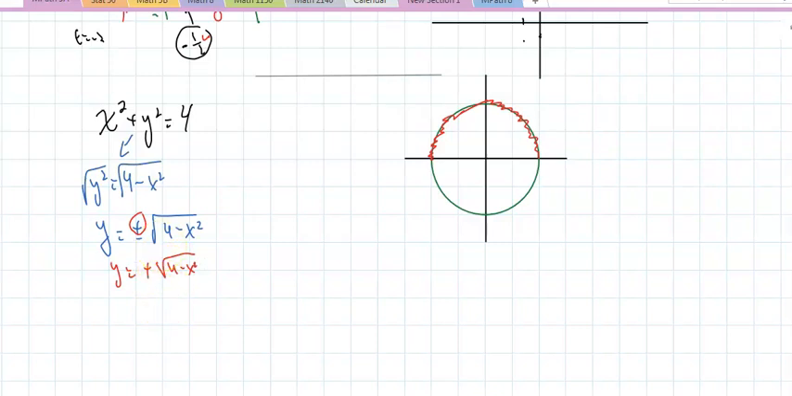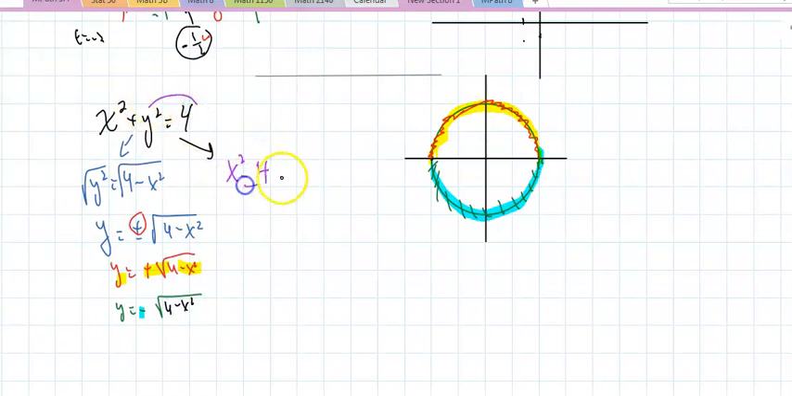And y equals negative the square root means y is always negative. That's corresponding to the bottom half of this graph. So y equals positive is the upper half, and y equals negative is the bottom half of that circle. Also, I could have said, let me solve for x. x squared equals 4 minus y squared. That's still the same graph. And x equals plus or minus the square root of 4 minus y squared.